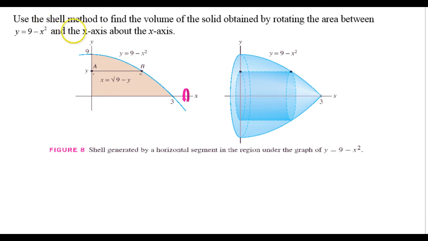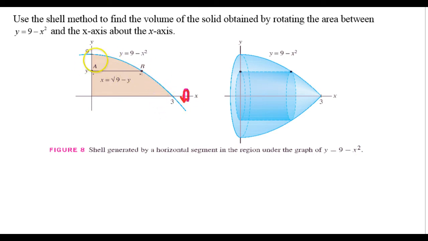Alright, so here's one example that we're going to do when we rotate around a horizontal line. Use the shell method to find the volume of the solid obtained by rotating the area between 9 minus x squared and the x-axis about the x-axis. So here's the region we're talking about, 9 minus x squared, and it's bound by the x-axis. And we want to rotate it around the x-axis. So here's the indication we're rotating it around the x-axis.